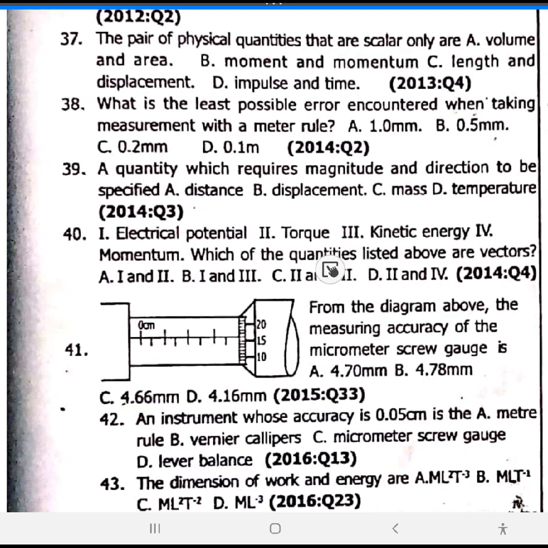Energies are all scalars. Do not forget, I say energies are scalars. Energies, work, power, they are all scalars. While moment, torque, momentum, they are vectors. So II is a vector, IV is a vector. So number 40 is option D.